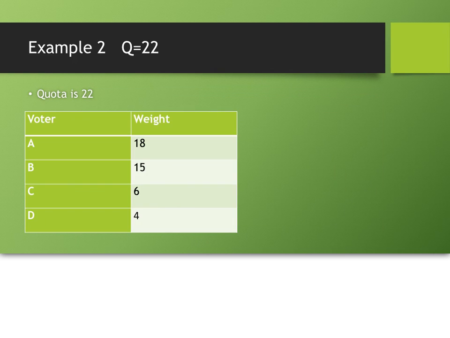All right, so here's a different voting scenario. Here we have 4 people, and we're going to assume that we have a quota of 22. So what I want you guys to do is to list out all of the winning coalitions. So push pause on the video, list out all the winning coalitions, and then we're going to move to the next slide, and after we do that, I'll have you guys calculate the Banzhaf power indices.